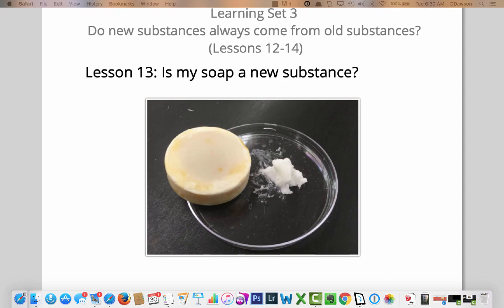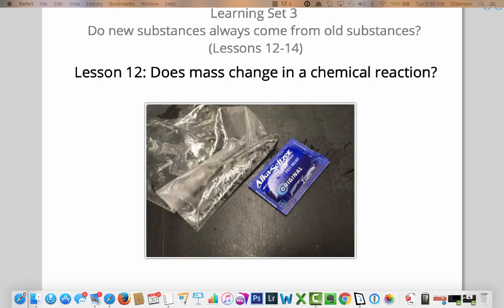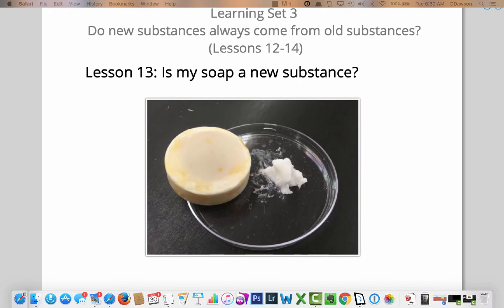Lesson 13 takes several days, and you have to wait. One of the reasons why you put in lesson 12 in between there is that it takes a few days for the soap to get to a point where you can actually handle it and use it safely without gloves.